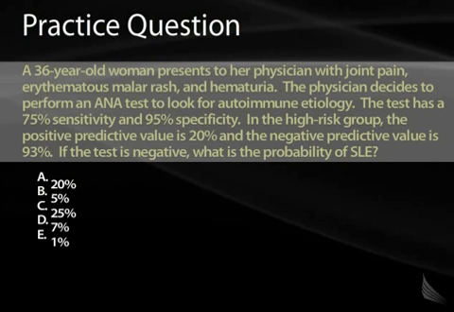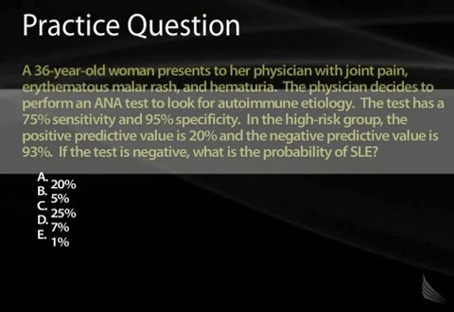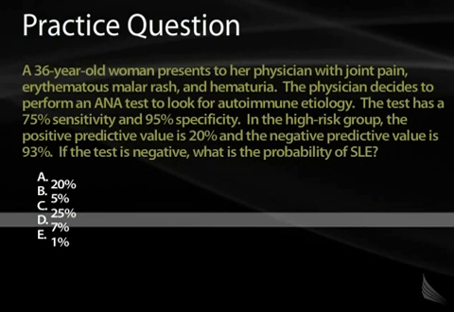So the test is negative. Well, given a negative test, the appropriate parameter to look at is the NPV. So given a negative test, what is the likelihood that this patient still has SLE? The answer here would be 7%, because the NPV is telling us the likelihood of this test being correct. Here they're asking us the likelihood that this test is incorrect, and therefore it will be 100 minus 93%. And the correct answer here is D, 7%.